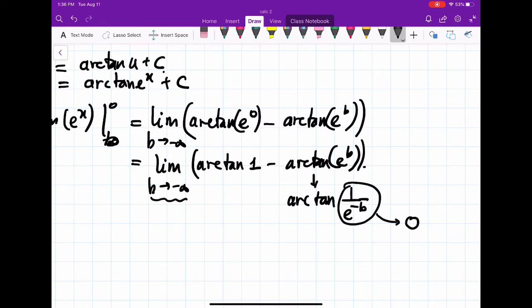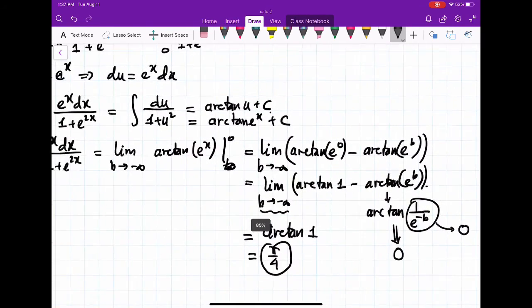So arctangent of 0, again, the whole thing approaches 0 in here. So the limit is just arctangent of 1, which is pi over 4. So that is the first integral.